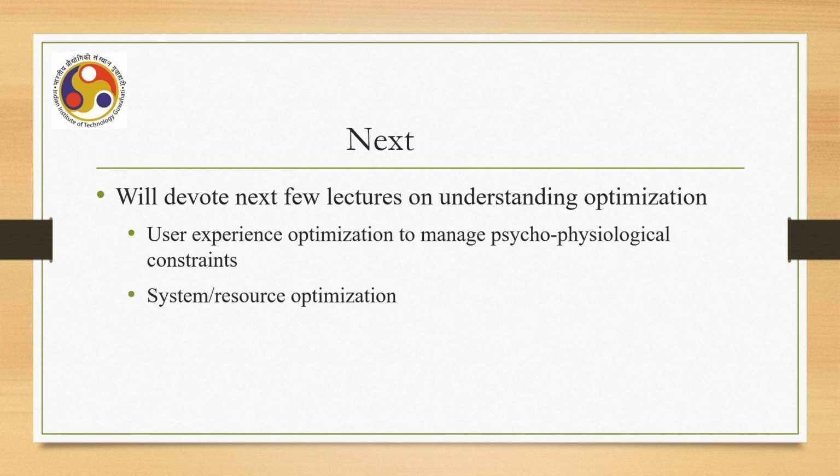In the next few lectures, we will learn different aspects of the virtual and augmented reality systems. Primarily, we will devote our attention on understanding an important topic, that is optimization. How do we optimize the experience as well as the system requirements? So, user experience optimization to manage psychophysiological constraints, we will talk about these. Also, we will talk about adopting optimization approaches for resource or system optimization.